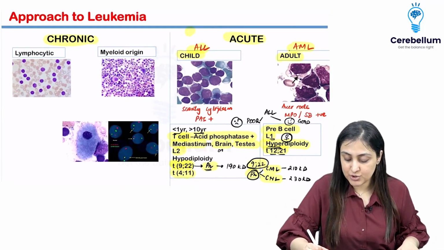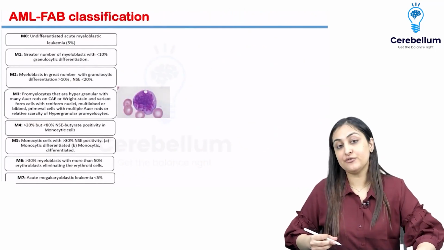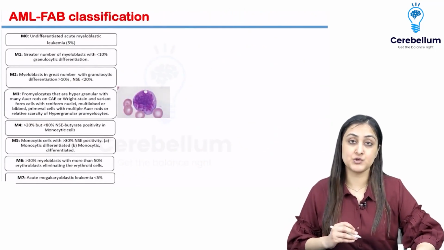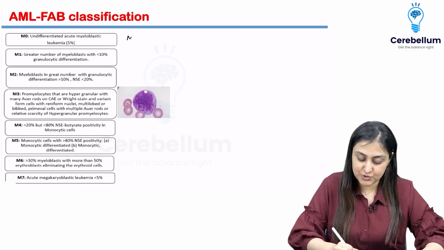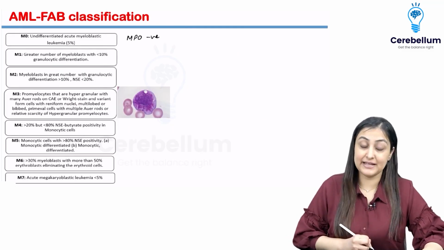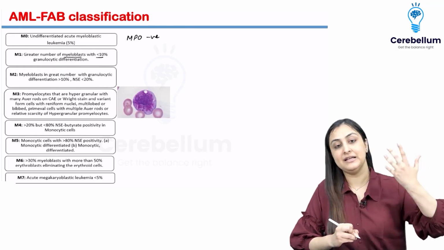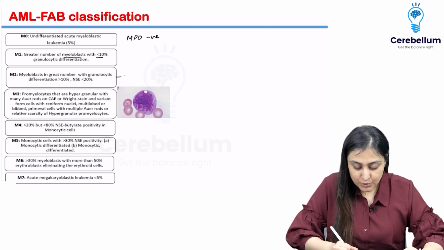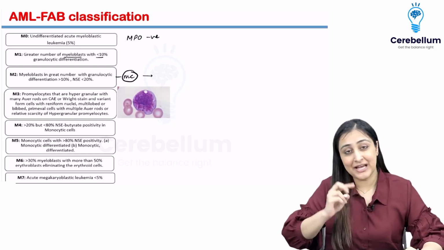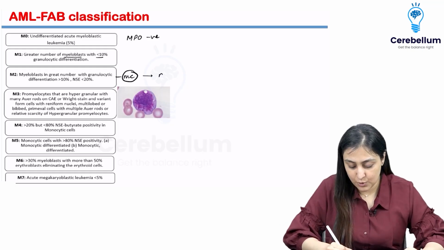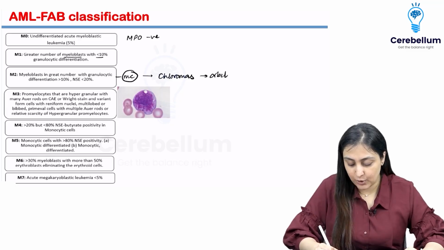Now let's venture into AML. We need to do the FAB classification of AML here. Very, very important. They ask you the subtypes and the relevant features. So M0 is undifferentiated. If I do a myeloperoxidase, it's going to be negative. M1, nothing much except for the fact that myeloblasts are seen here. M2 is the most common type. So you want to remember, this is the most common type. How many eyes do we have? 2 eyes. So you want to remember, this also produces chloromas. The most common site of chloromas are the orbits.